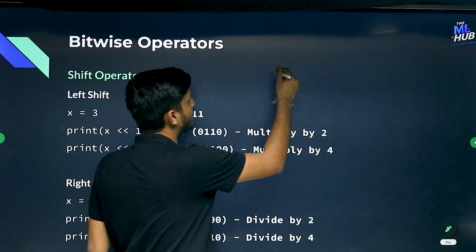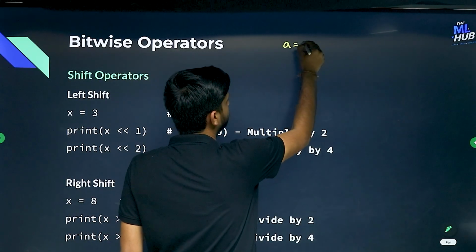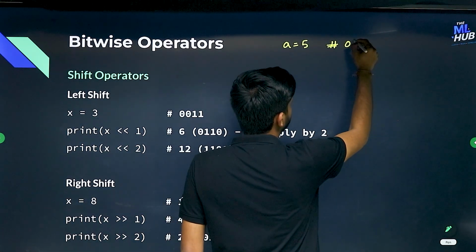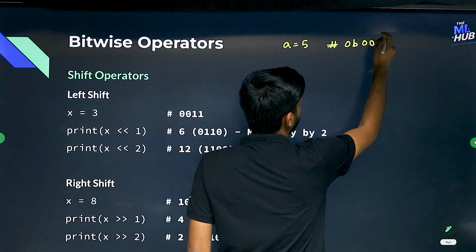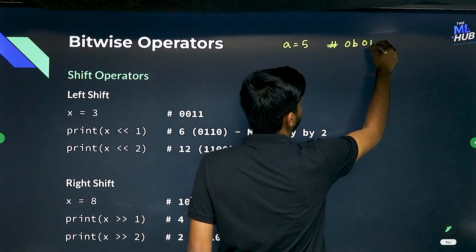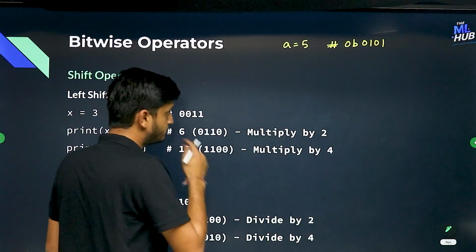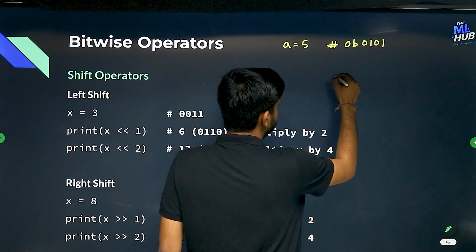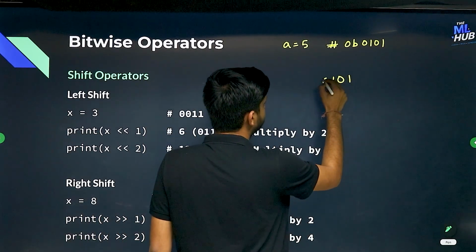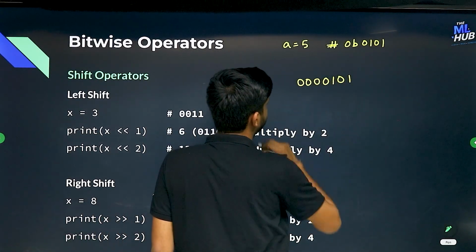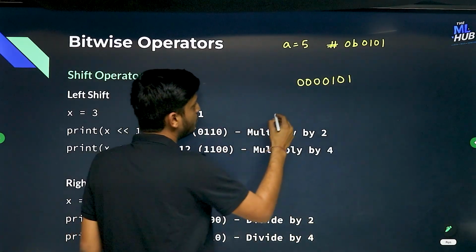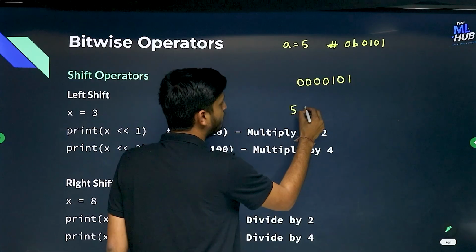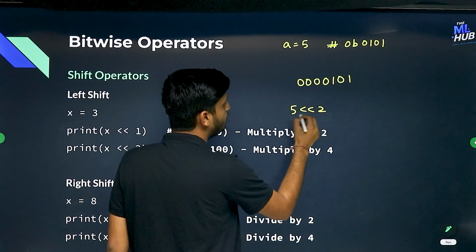So let us say we have a number a which is 5, and we know that the binary of this number is 101. You can write it in 4 bits, and you can add some zeros in the front of it. Now let us say I say you have to shift this binary by 2 places. Left shift the binary of 5 by 2 places.